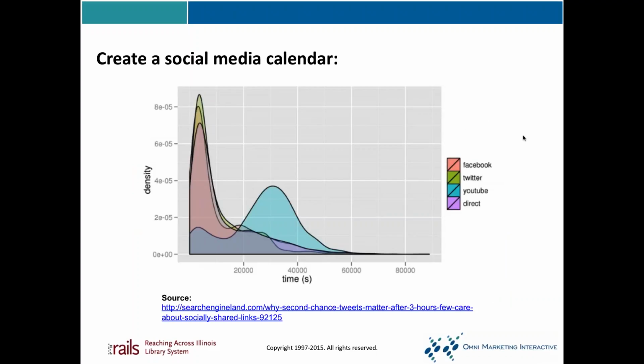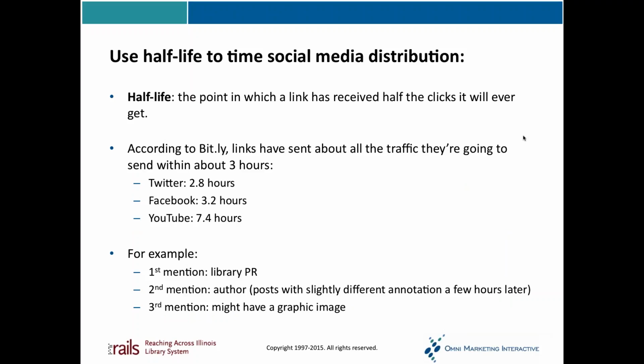Now here's something that a lot of people don't do but should do, and that's creating a social media publication calendar. And what this is, is a half-life. And this tells you about how long the effects of a social media item might last. So on Twitter, 2.8 hours, Facebook, and YouTube.